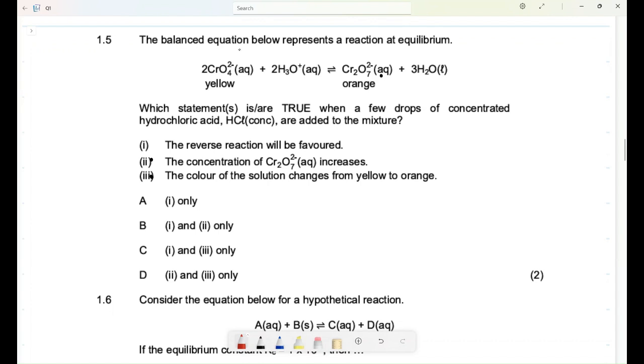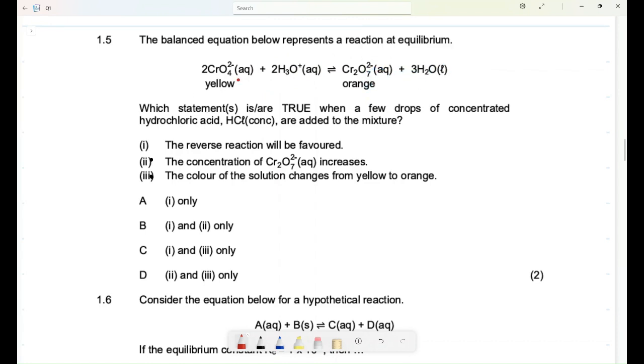Now, the balanced equation below represents a reaction at chemical equilibrium. We see by the double arrow that the forward and the reverse reactions occur simultaneously. Now, two chromate, or whatever they call this, plus 2 moles of hydronium ions, plus 3 moles of water.